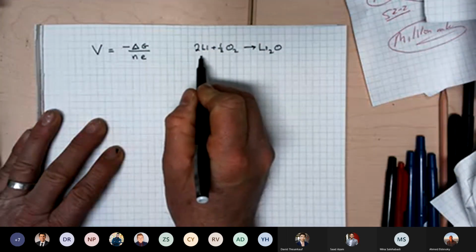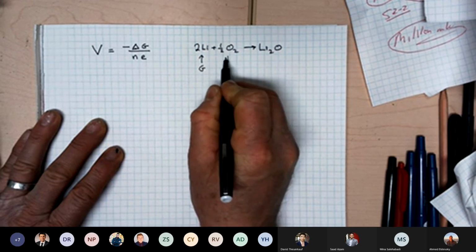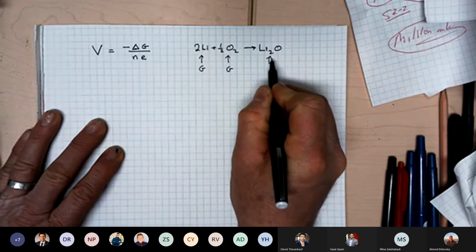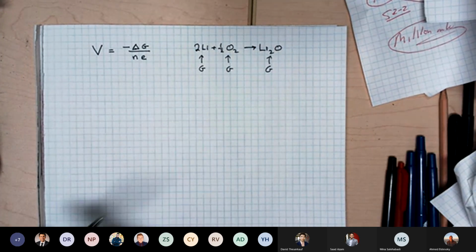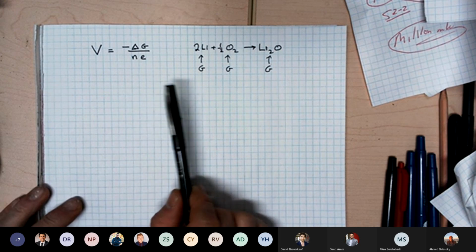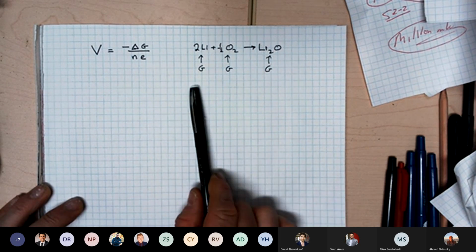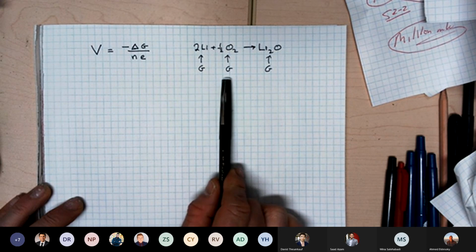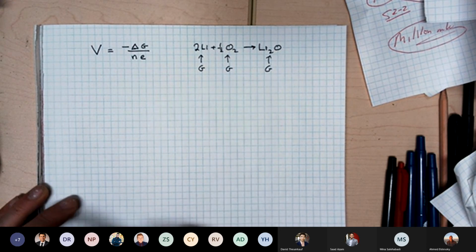So if you know the free energy of the reactants, you can calculate delta G. The problem is that in many cases, these things have never been measured for the materials that are of interest to us. So what we need to do instead is try to calculate something very similar to the free energy of formation of these different materials.